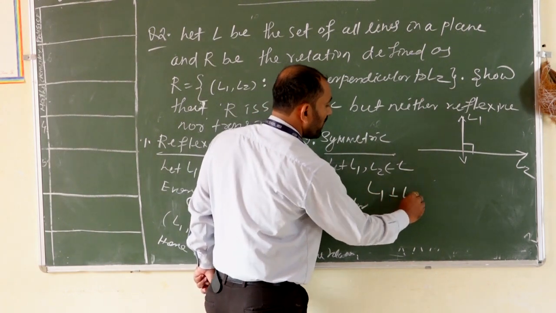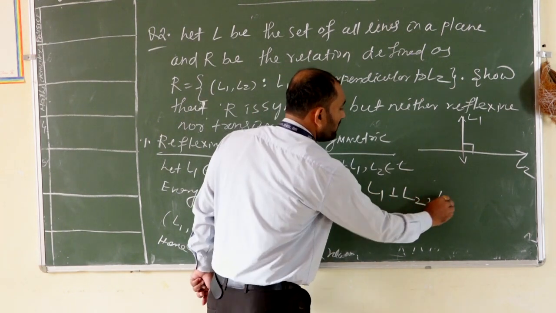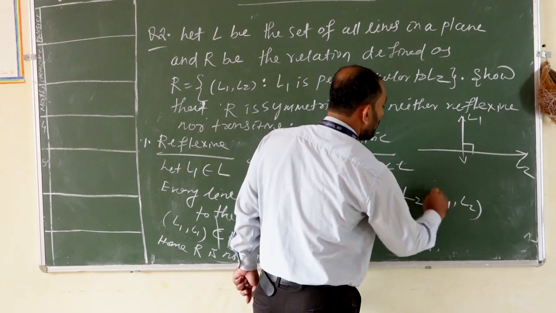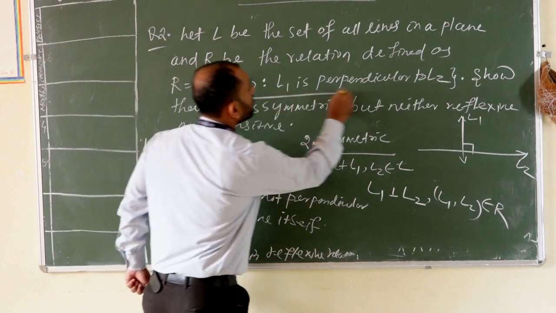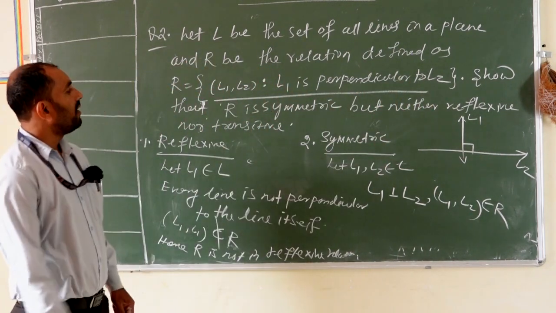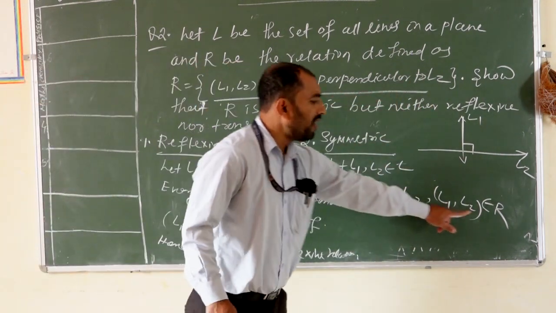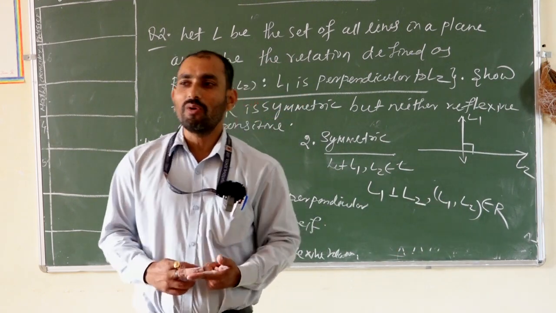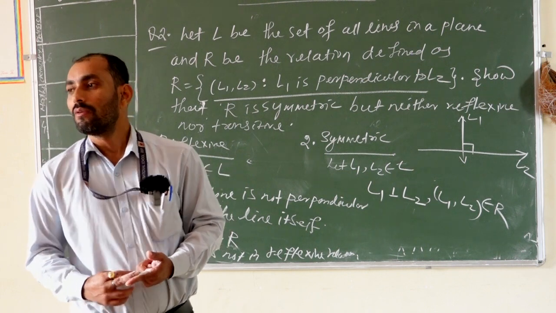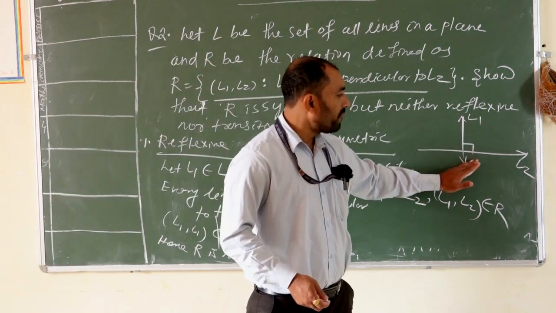Let L1 is perpendicular to L2. That means (L1, L2) belongs to R, as per the relation defined. Can L2 also be perpendicular to L1? Yes or no? L1 is perpendicular to L2.